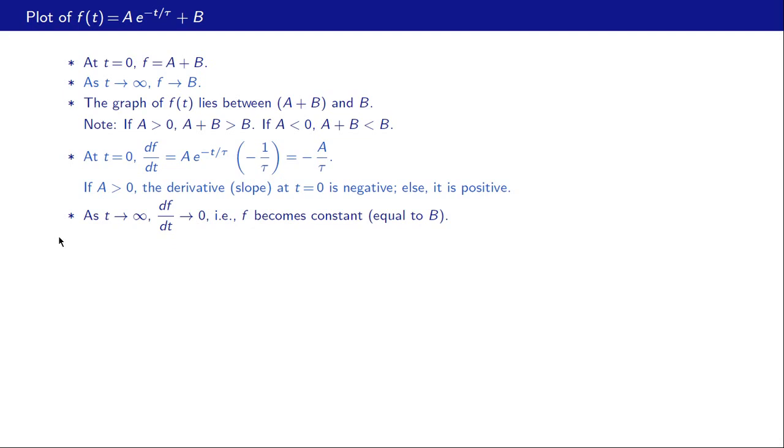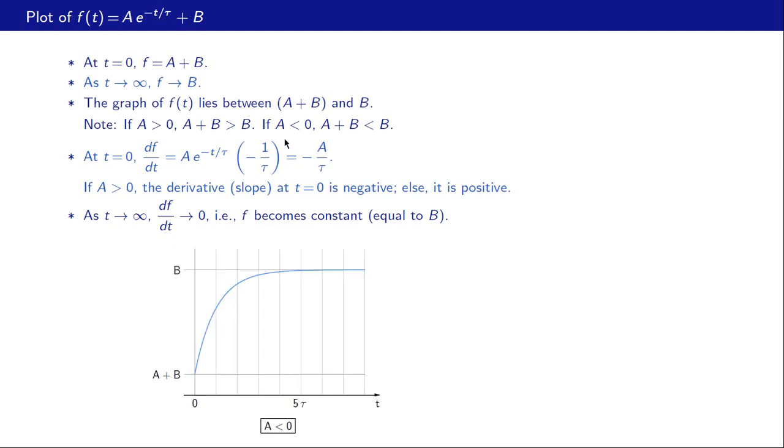Let us now look at these two cases, namely a greater than 0, a positive, and a negative. Let us start with a less than 0. In this case, a plus b is less than b, so our initial value, which is a plus b, is going to be smaller than our final value, which is b.